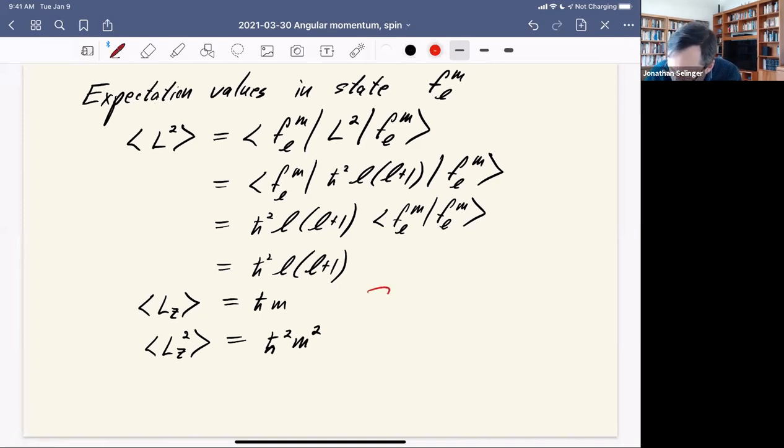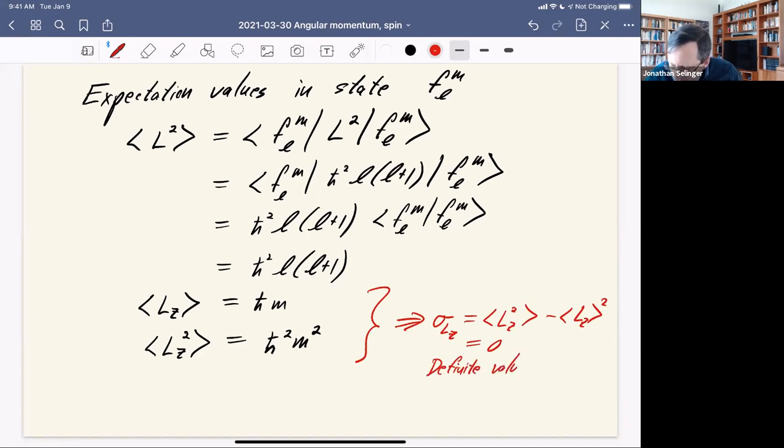These things mean that the uncertainty in LZ, which is LZ squared minus the average of LZ quantity squared, is 0. That this state has a definite value of LZ.